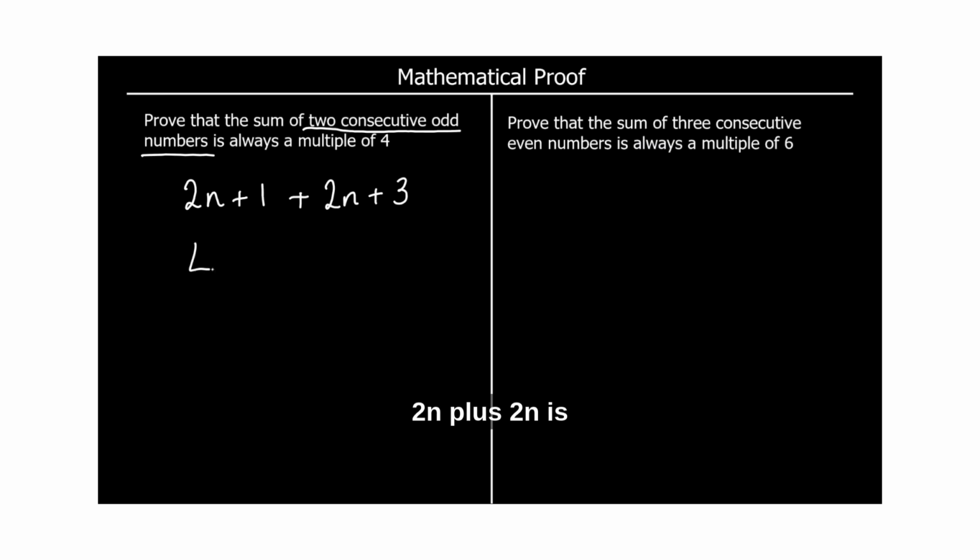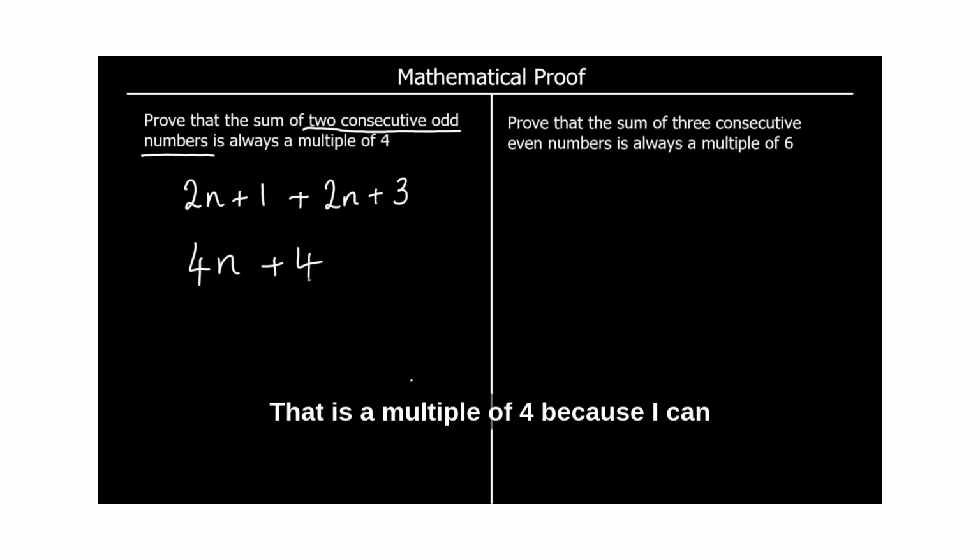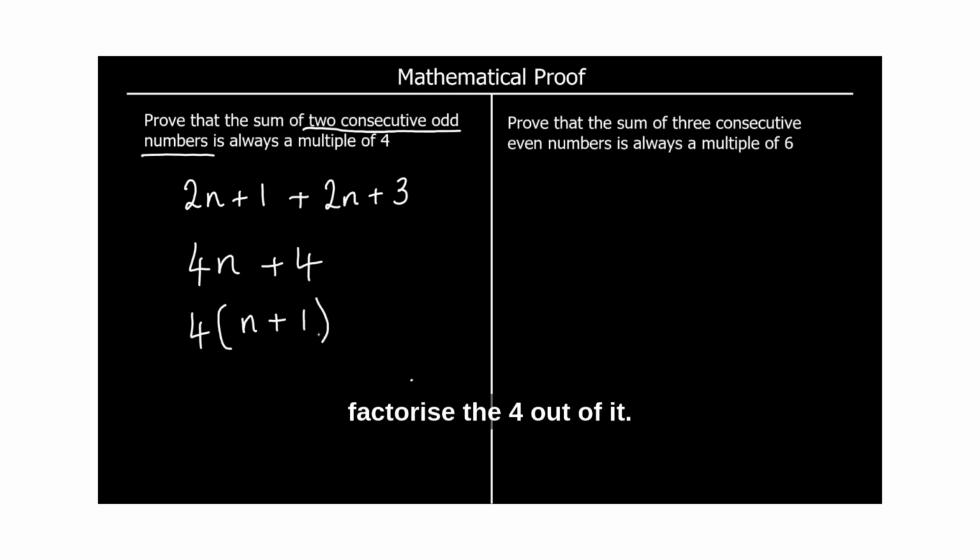2n plus 2n is 4n. 1 plus 3 is 4. So I've got 4n plus 4. That is a multiple of 4 because I can factorize the 4 out of it. So we've shown that the sum of two consecutive odd numbers can be written as 4 times n plus 1.